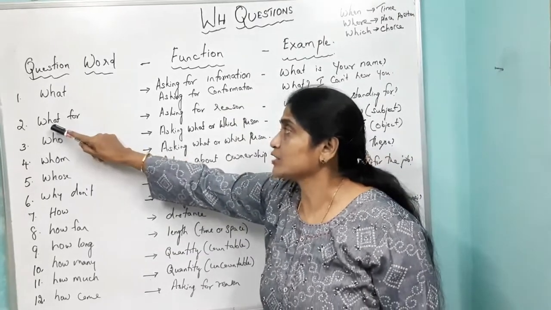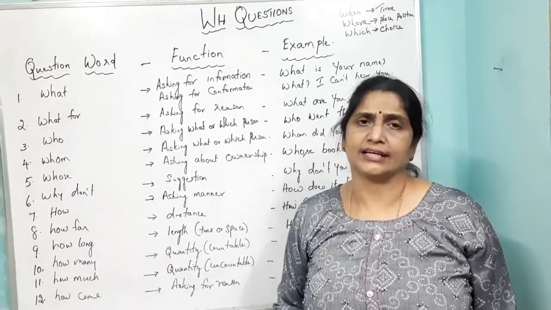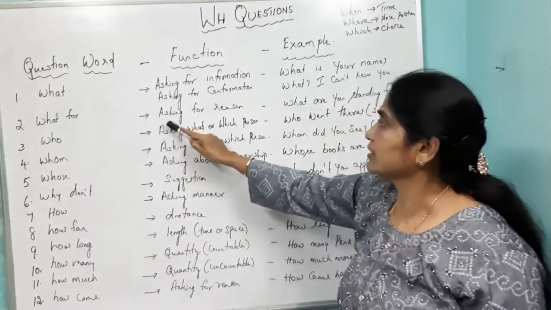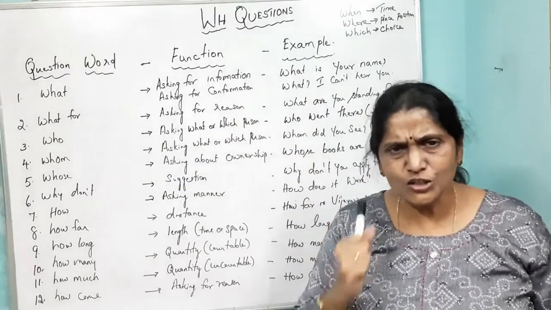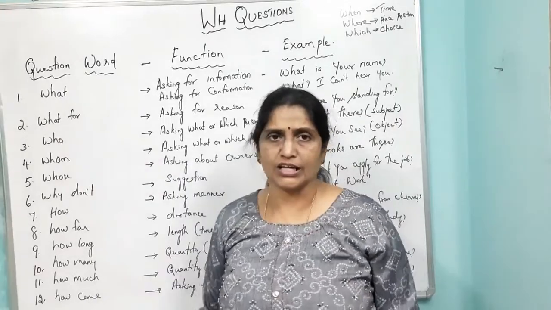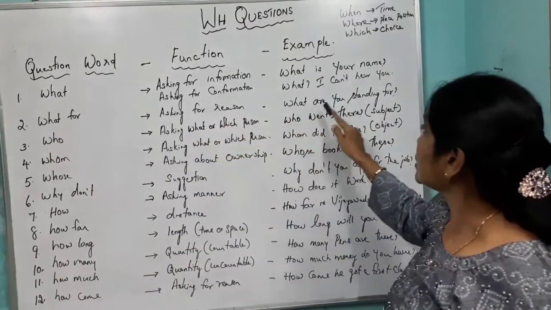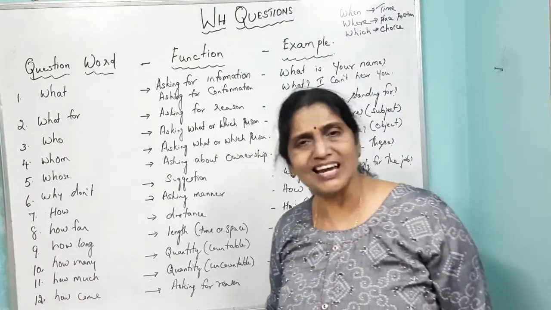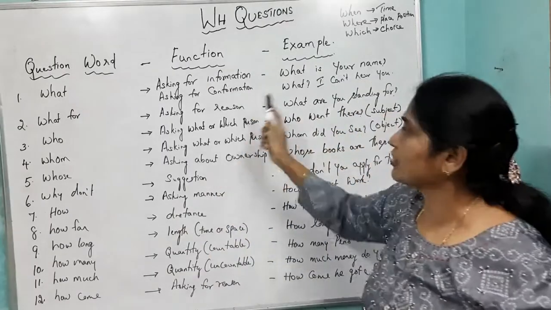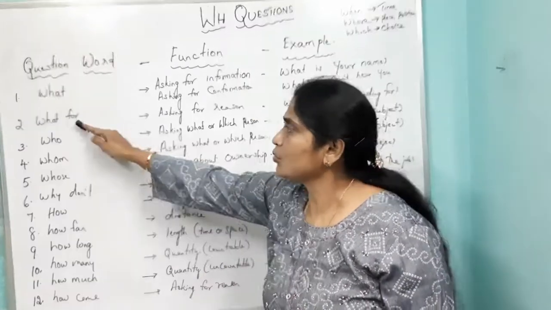Then the next one is what for. What for are you standing there? What for should I go there? So what for is asking for reason. Why should I go there? Instead of that, you can also use what for. You can use either why or what for. What are you standing for? What are you looking at? So you want to know the reason why you're standing there, what you're looking at there. Got it? So what for.